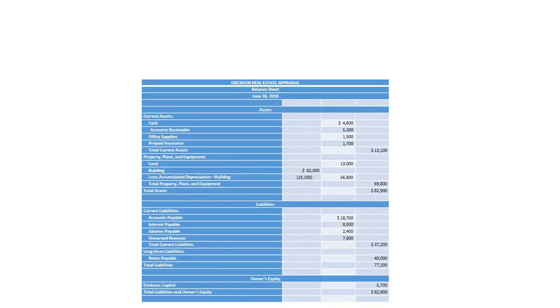In step 3, they want us to complete a report form, classified balance sheet. So we start off our balance sheet as we always have, name of the company, balance sheet, and the date, June 30th, 2018. We label our asset area. We now begin with current assets, our first category of assets. Remember, those are assets that we will use up or collect by the end of next year. Cash, accounts receivable, office supplies, and prepaid insurance.